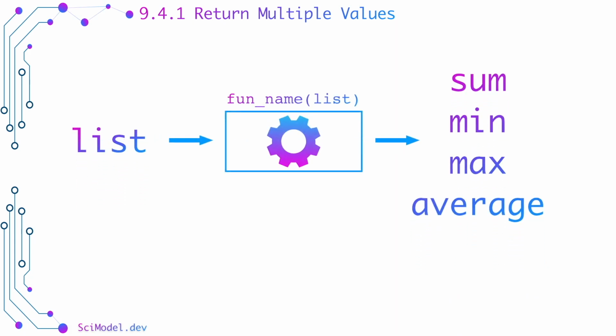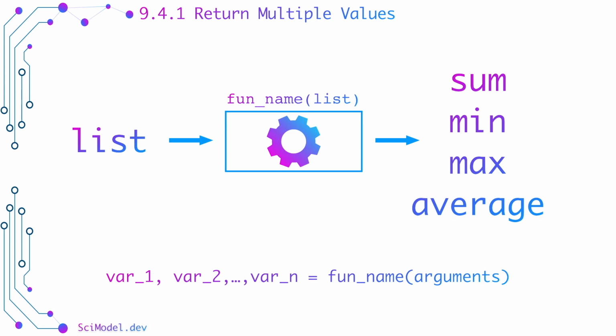Suppose you want to build up a function that returns the attributes of a list of numbers. Those attributes will be the sum of all elements in a list, minimum value, maximum value, and average. Therefore, we need to build up a function that returns 4 values. This is the syntax to return multiple values from a function. Depending on the number of returns from a function, you need n number of variables to receive the values returned from a function. Each variable var in the syntax must be separated by a comma. Now, let's see how to implement it.